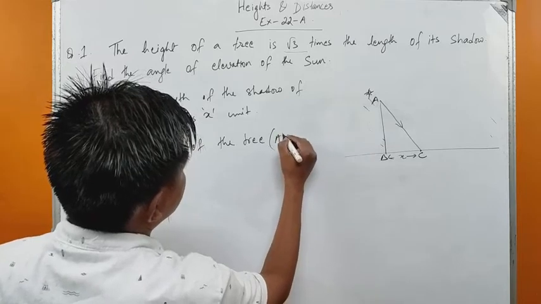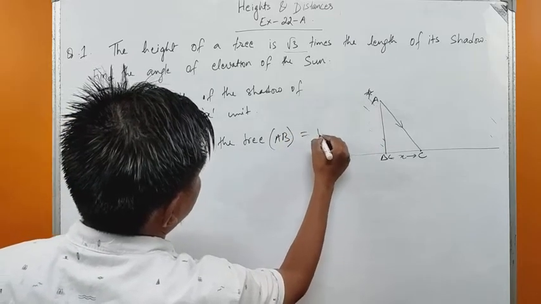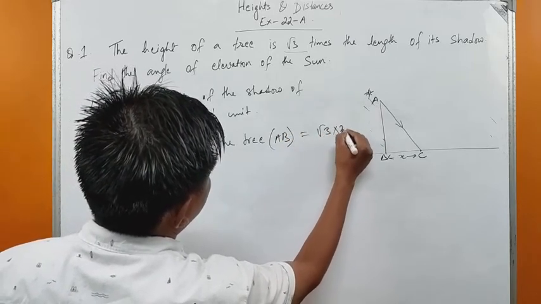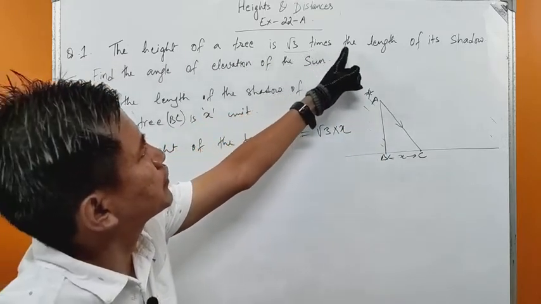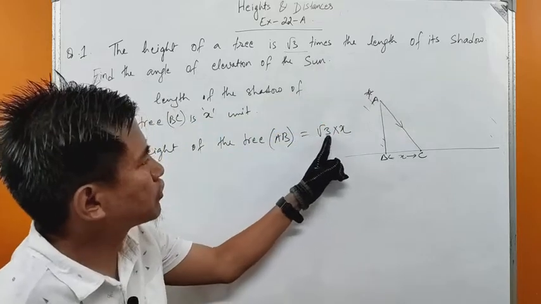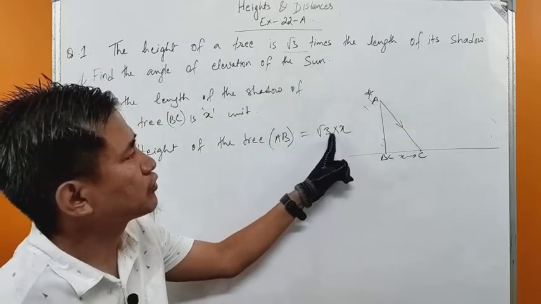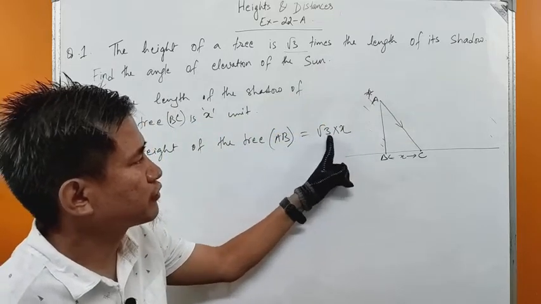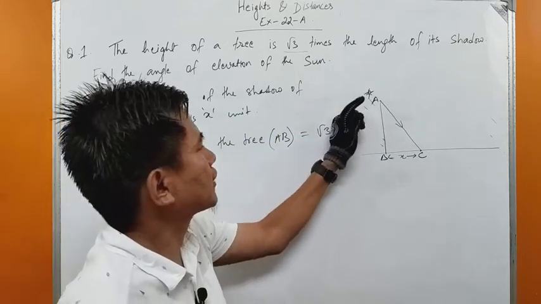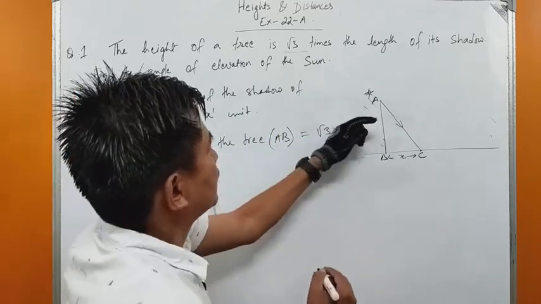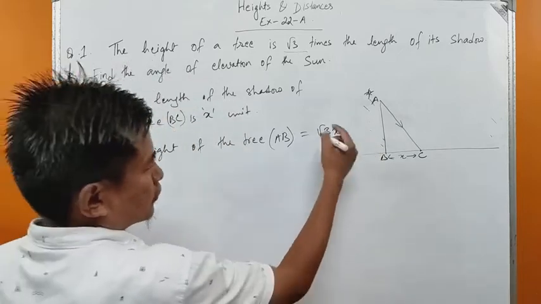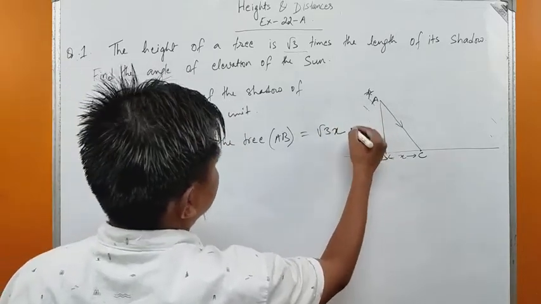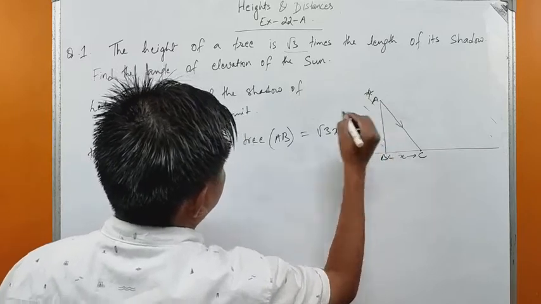AB is the height of the tree. AB equals √3 times the length of the shadow, isn't it? The height of a tree is √3 times the length of its shadow, so it is √3 into x, √3x. This is the length, or the height, of the tree.